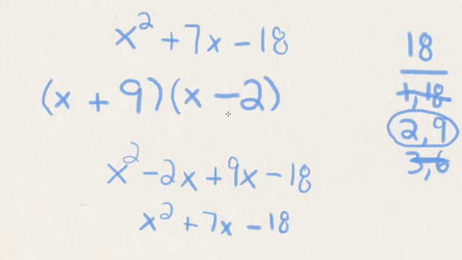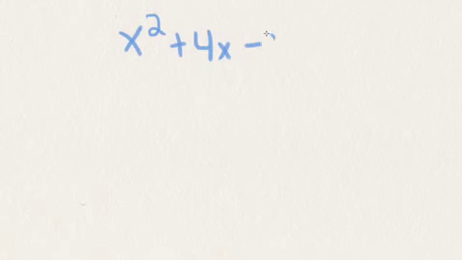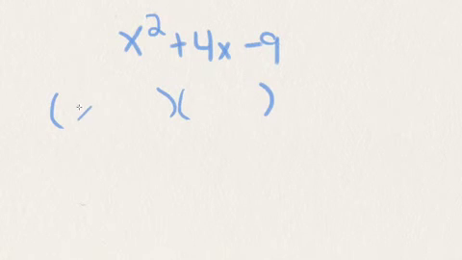All right, one final example I want to make sure I show you. And that is x squared plus 4x minus 9. Same thing, set up the factoring. First term is x. Alright, now that 9.